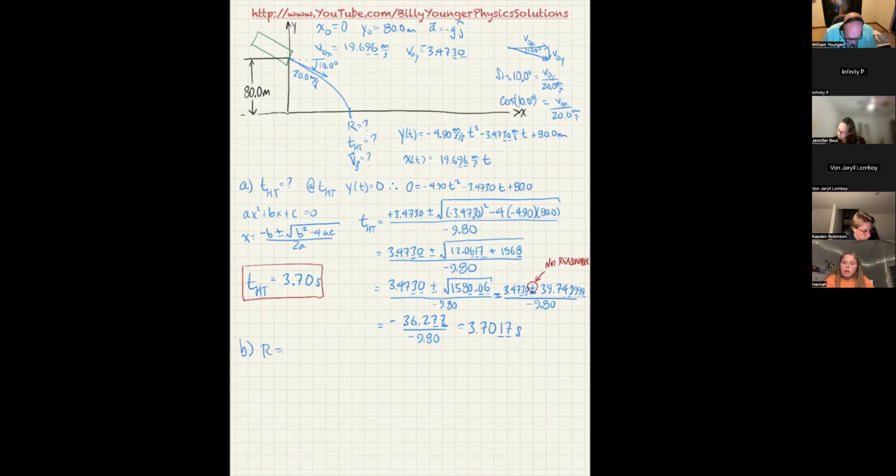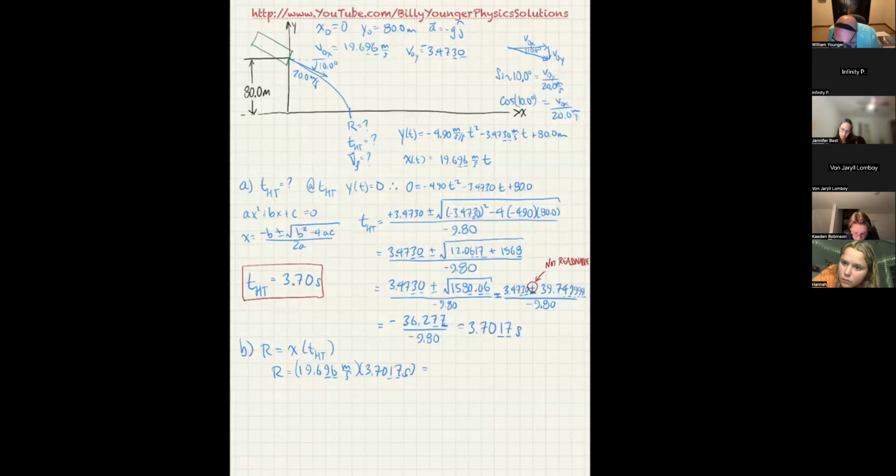R is equal to x of t hang time. So R is equal to, we got x hang time is 19.696 meters per second times 3.7017. Notice how I'm carrying those extra digits. That's the way you're supposed to do it. Carry the extra digits until the end.